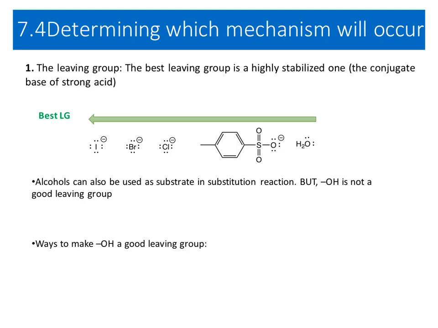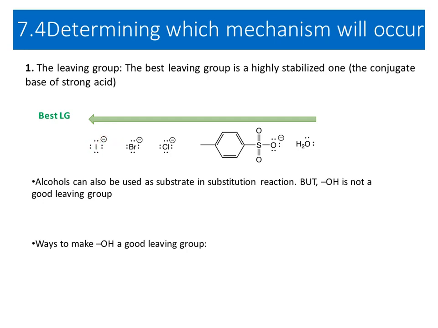There are a few factors that can help us decide which one is happening on secondary alkyl halide. The first one is the leaving group. We already talked about it. The best leaving group is a highly stabilized one, and it's usually the conjugate base of a strong acid. So if you look at this chart, iodine is the best leaving group in this chart.